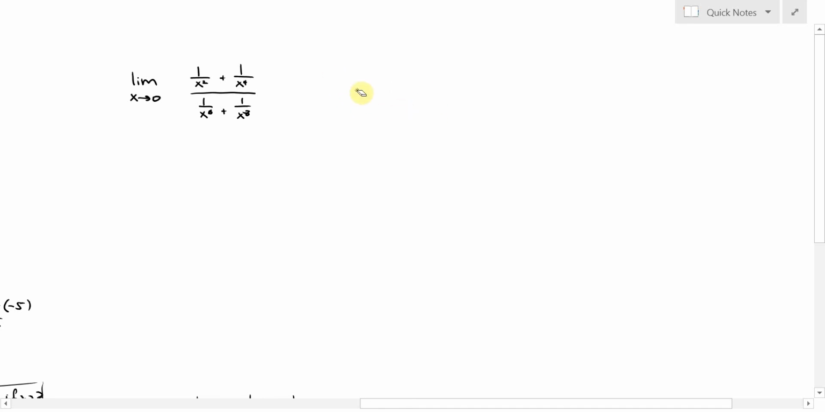So plugging in values doesn't work. We need to do an algebraic simplification. So we see separate fractions in the numerator. So let's add them together. Let's find a common denominator.